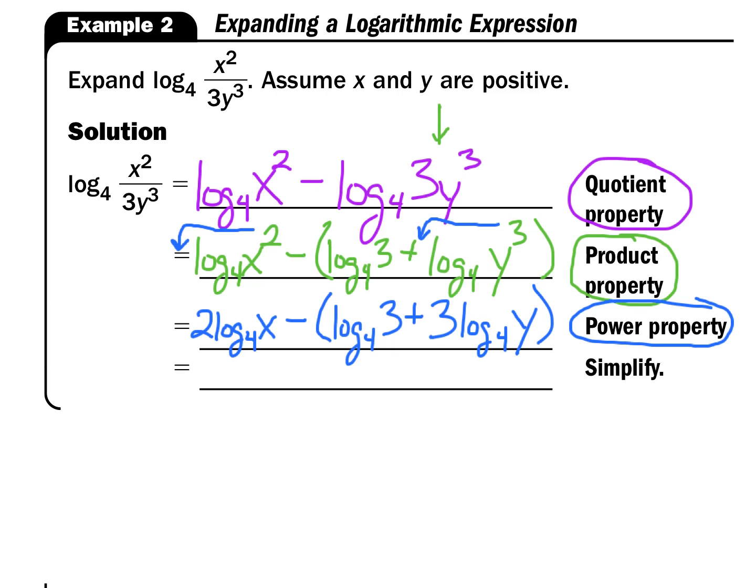And then the last thing I'm going to do is simplify, and so I will simply distribute this negative symbol into the parentheses. So 2 log base 4 of x minus log base 4 of 3 minus 3 log base 4 of y. And that takes care of 8.5 part 1, and then I'll do the next examples in 8.5 part 2.